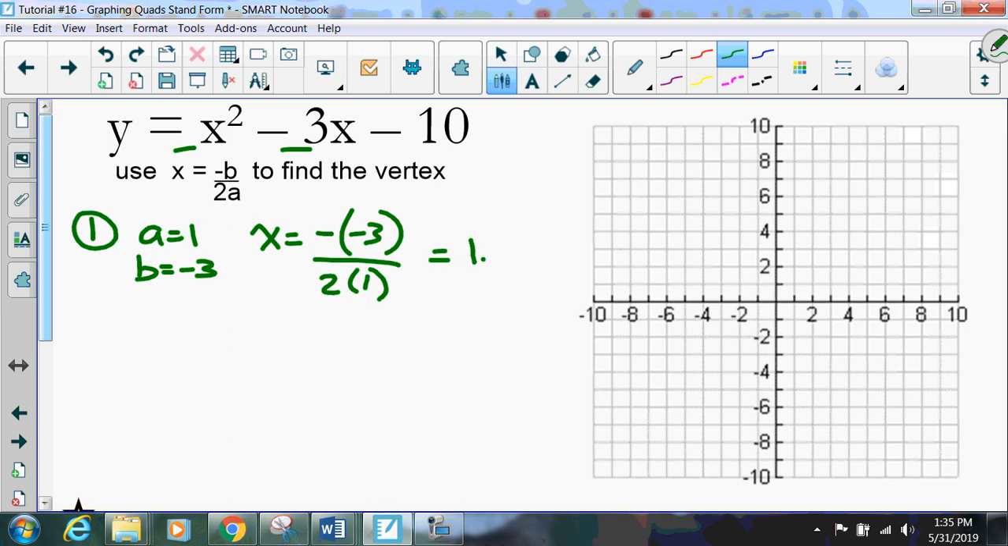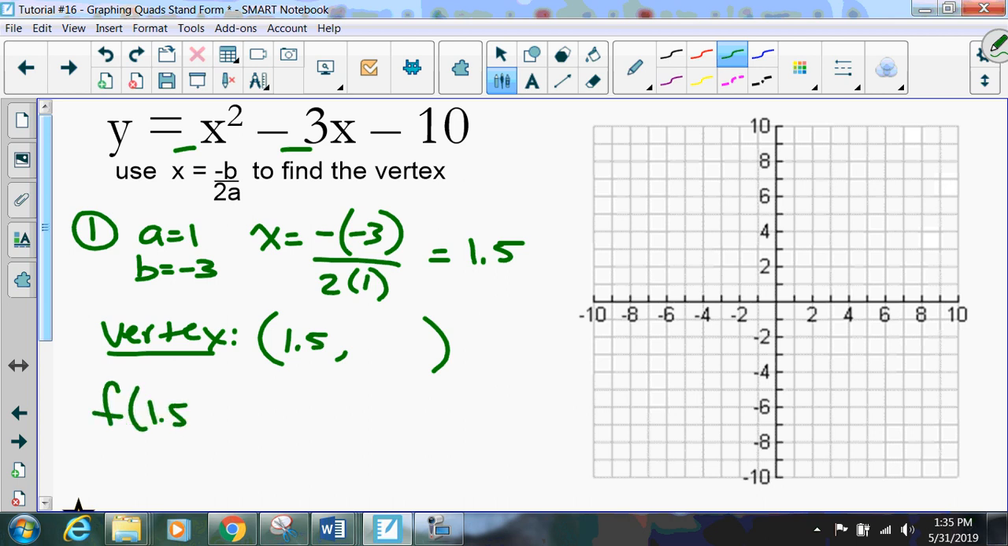You know what? That seems awful, but it's just a decimal. We can deal with it, right? So now we know that our vertex is going to have the x value of 1.5. Now we have to find the y value so that we can plot our vertex. All right, so let's go ahead and find what f of 1.5 is.